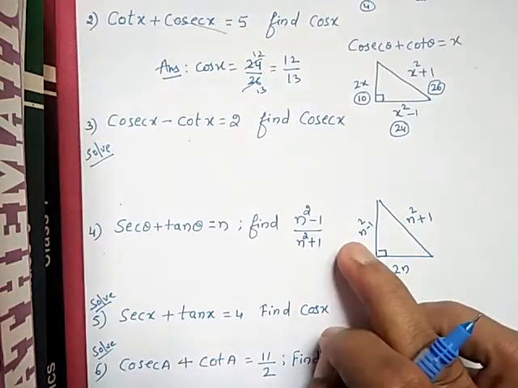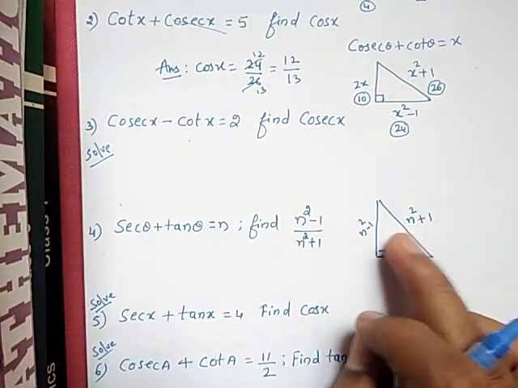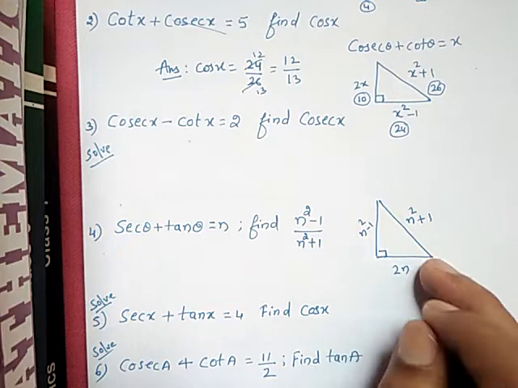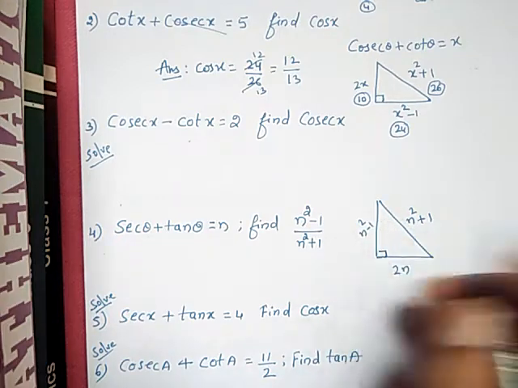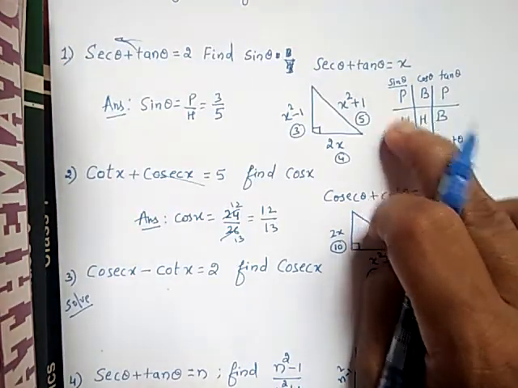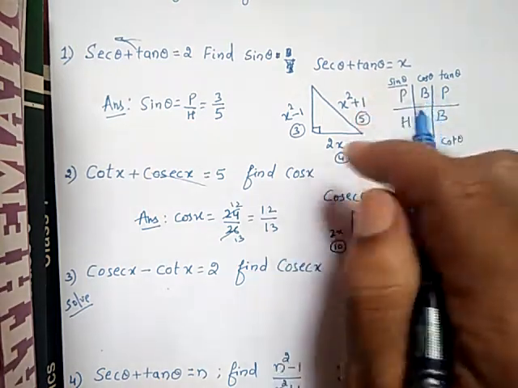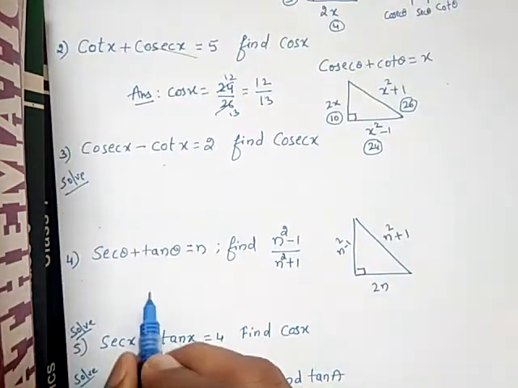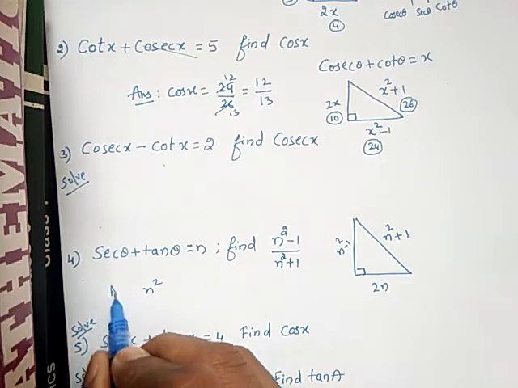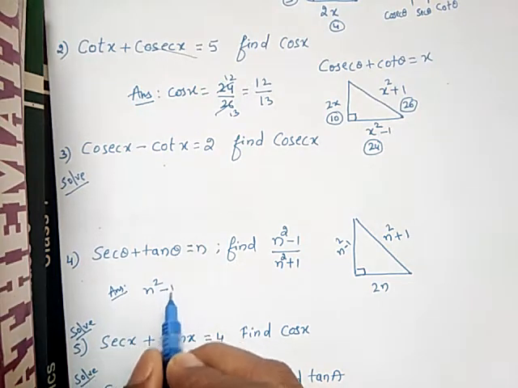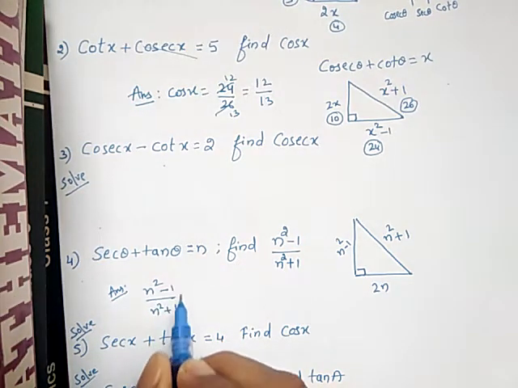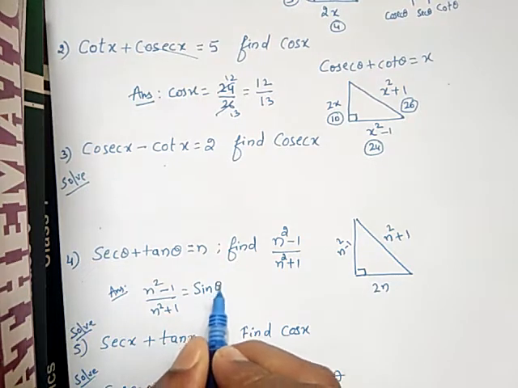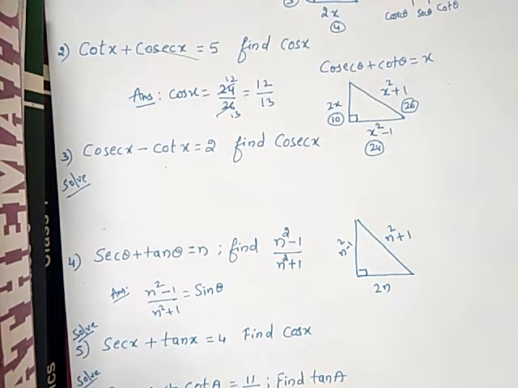So what is n square minus 1 divided by n square plus 1? It is perpendicular by hypotenuse. So perpendicular by hypotenuse, P by h, is what here? It is sin theta. So the answer: n square minus 1 divided by n square plus 1 is equal to sin theta. So this is the answer. So just you can go for this one.